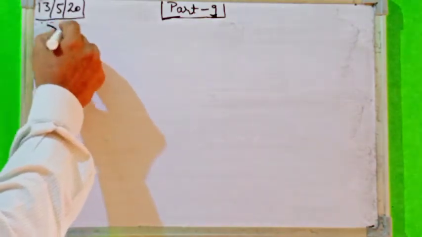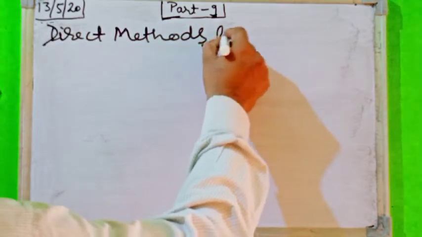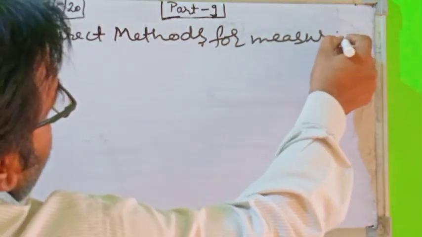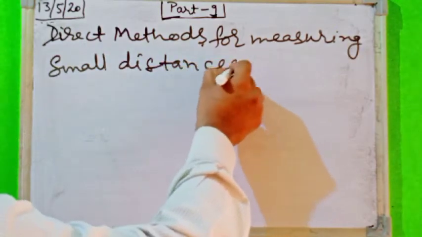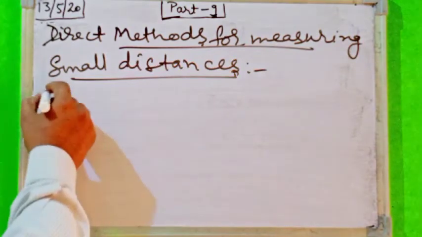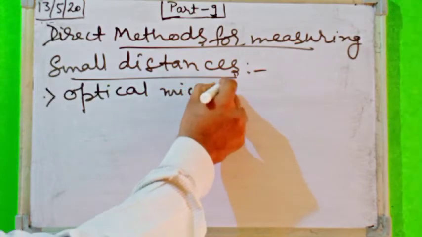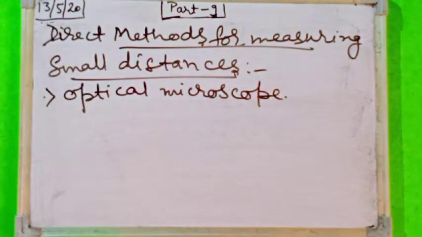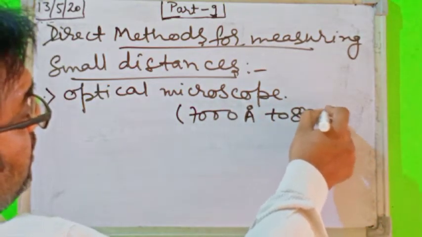Direct methods for measuring small distances. Do you know that the optical microscope can use light whose wavelength is 7,000 angstrom to 8,000 angstrom?